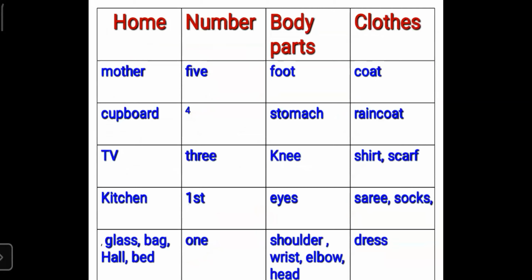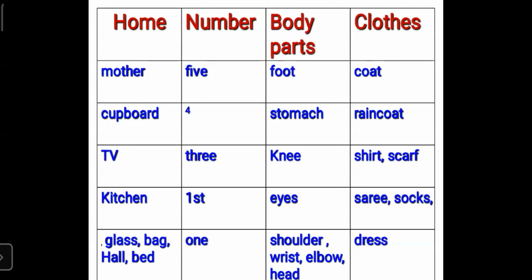In this table, you can see 4 columns are there. The first column is for home. The words related to home should all be written in the home column. The second column is of numbers. The words related to number should be written in the number column. It may be number name or only number. All the words related to numbers should be written in the number column. The words related to body parts should be written in the body parts column, and the words related to clothes should be written in the clothes column.